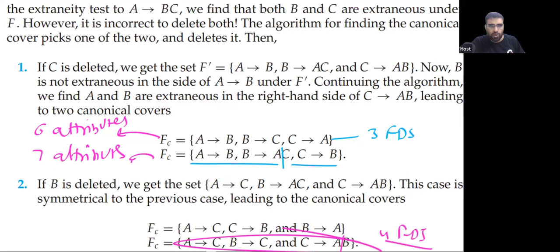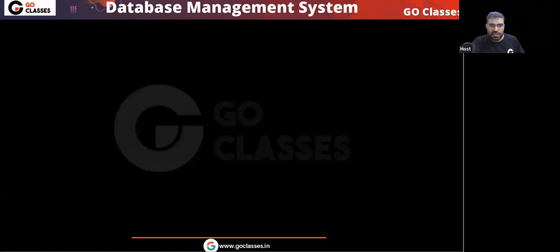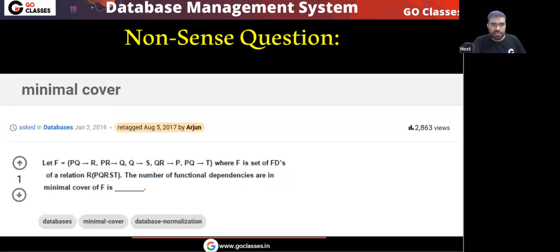So anyway, I hope you understood the point. Please tell me, did you understand? So this is what I'm saying: first of all, minimal cover is not unique. That is the first point. You can get many minimal covers. Is this clear? The second point, this question is nonsense if I ask you how many FDs are there in a minimal cover. That question is nonsense. Is this clear? Everything that I told you, is that clear?